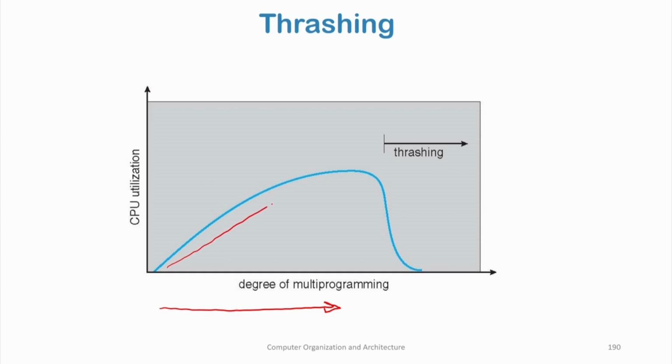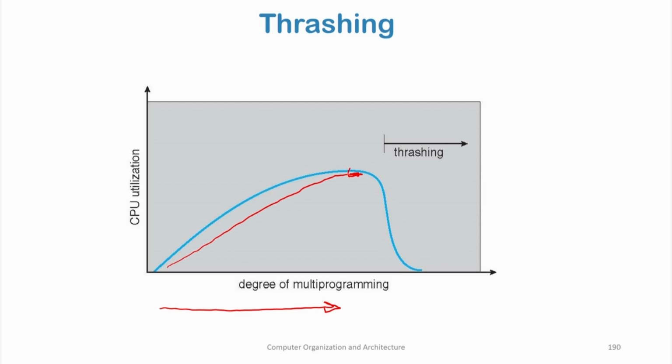When the process starts thrashing, and as the degree of multiprogramming increases, more and more processes start thrashing, and this will finally bring down the entire performance of the system, which means that the CPU utilization will reduce. CPU utilization means the percentage of time that the CPU is spending in executing instructions. So, that will increase up to a certain extent when the degree of multiprogramming is increased.